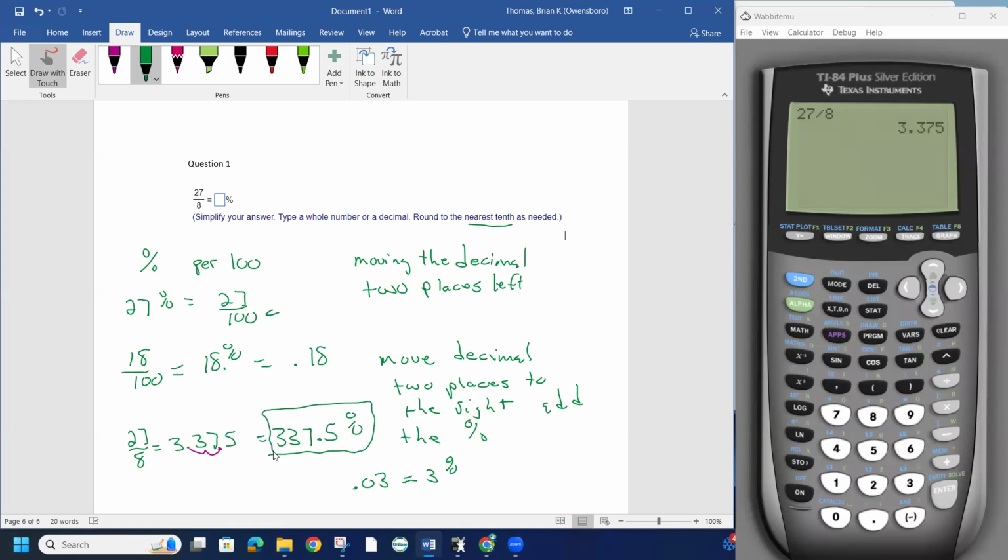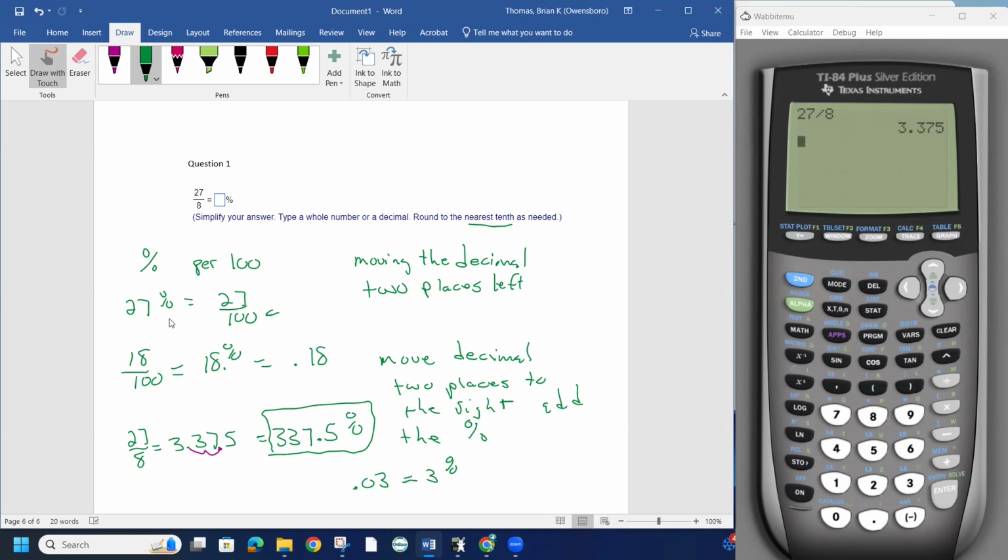So the easiest way to approach this problem is, since the denominator is not 100, just go ahead and change the fraction to a decimal by just using a calculator, if you will, and then moving the decimal two places to the right and sticking on the percent symbol. And that is a quick way to change that to a percent.